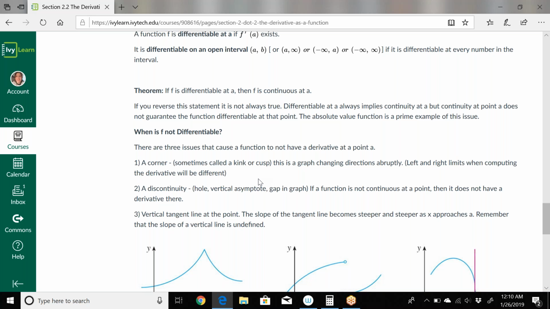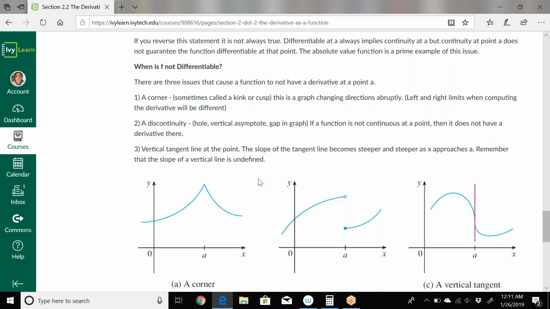The absolute value function is a prime example where there's a point where it technically can be drawn without lifting our pencil, but it's not differentiable there. So there are three issues that can cause a function to not have a derivative at a point A. A corner, which is sometimes called a kink or a cusp, just depending on what book you look at. This is when a graph is changing directions abruptly. Notice this point right here. The left and right limits when computing the derivative will be different.